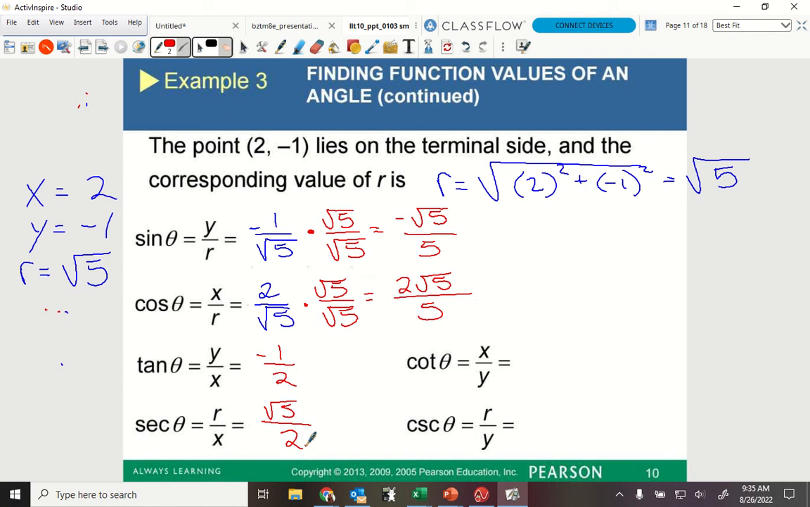Cotangent is going to be x over y, which is just going to be negative 2 over 1, right? I just try to always put the negative where it's supposed to go here. Even though it's technically out front, the whole fraction is negative. As I plug in, I just put the negative where it goes. And cosecant, rad 5 over negative 1. There we go. You guys feel pretty confident about that now? Okay, so I'm hoping everyone's feeling pretty good about it.